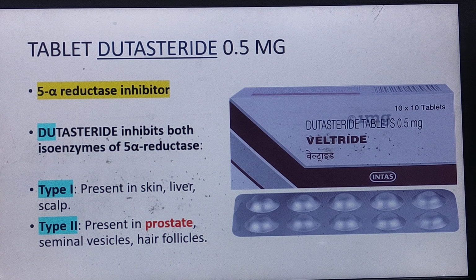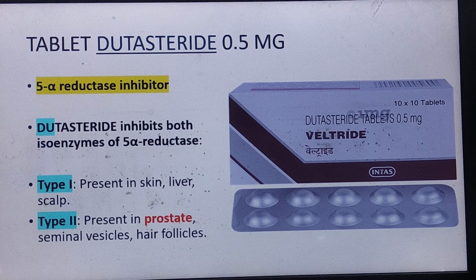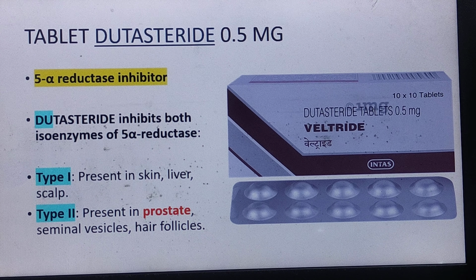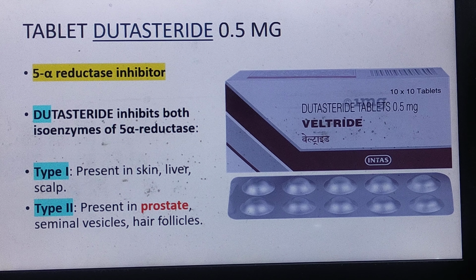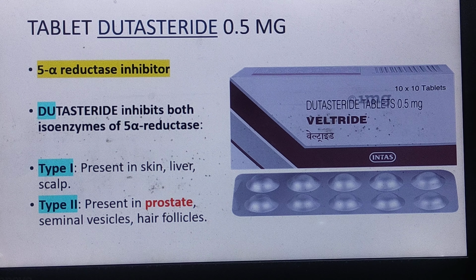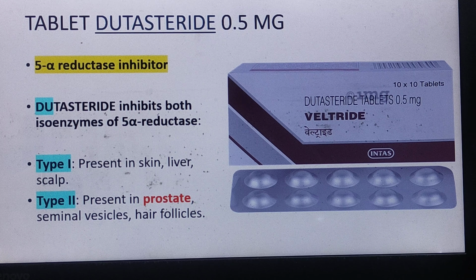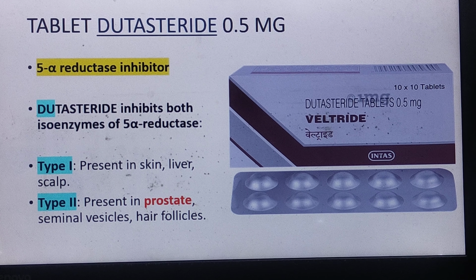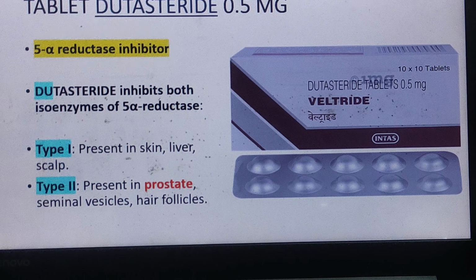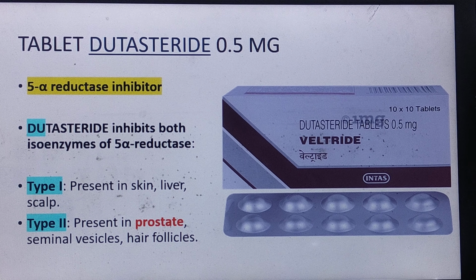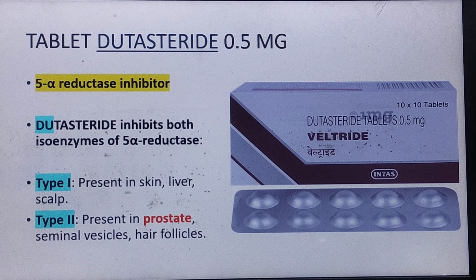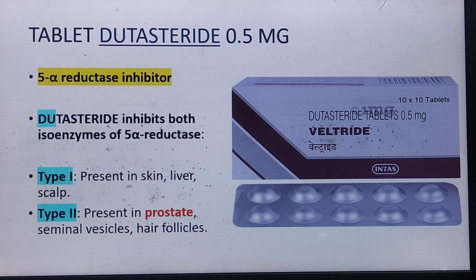Now coming to 5-alpha reductase inhibitor, that is the dutasteride. So this dutasteride inhibits both the isoenzymes of this enzyme, so type 1 and type 2. This type 2 isoenzyme is present in the prostate, in seminal vesicles and hair follicles, and type 1 is present in the skin, liver and scalp.